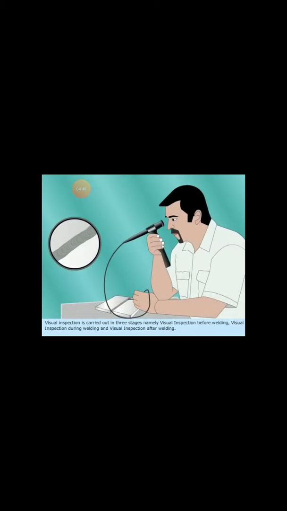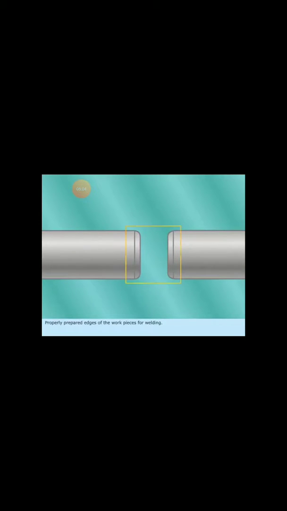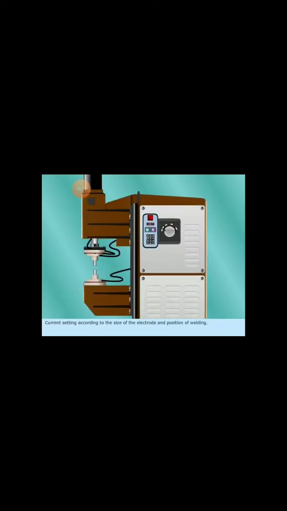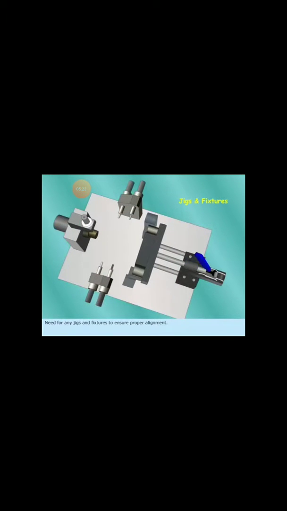Visual inspection is carried out in 3 stages, namely, visual inspection before welding, visual inspection during welding, and visual inspection after welding. In visual inspection before welding, the following factors should be ensured. Weldable quality of the material. Wet edges of the workpieces for welding. Proper cleaning of the base metal. Setting of proper root gap. Current setting according to the size of the electrode and position of welding. Need for any jigs and fixtures to ensure proper alignment.